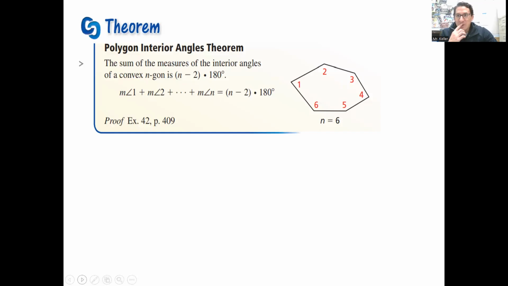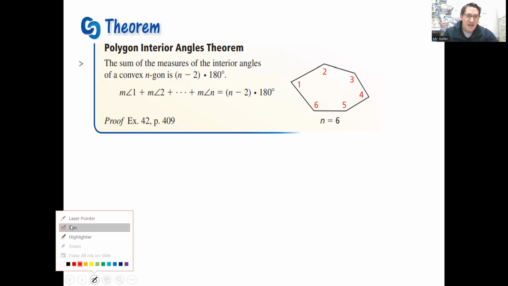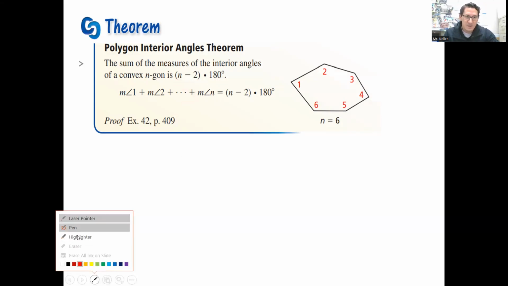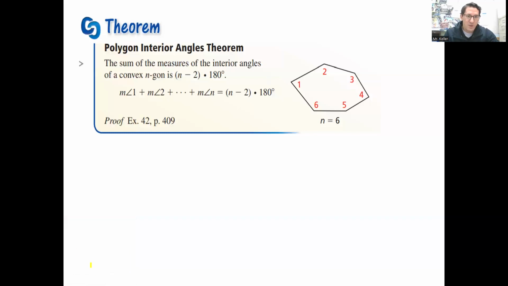First thing we're going to be talking about is the sum of the interior angles, the angles on the inside of the polygon. So here, this is a hexagon. It has 6 sides, so 1, 2, 3, 4, 5, 6 angles as well. The sum of the interior angles of any polygon, we use this formula: n minus 2 times 180. And this is going to be an important one.